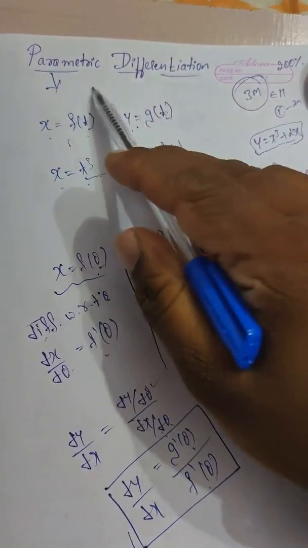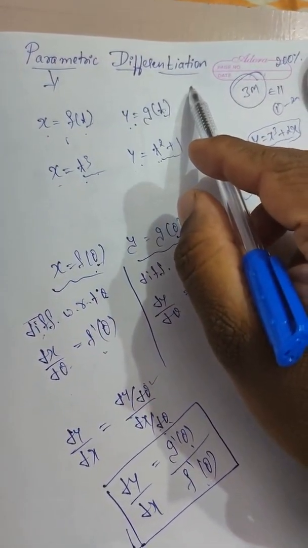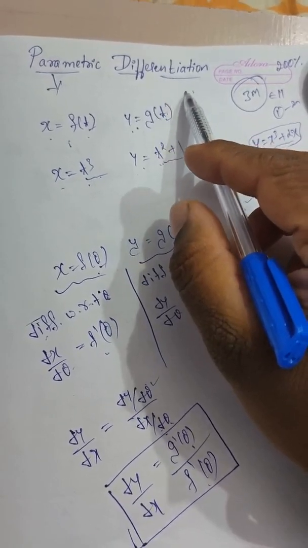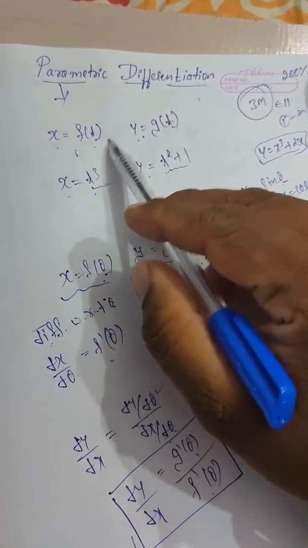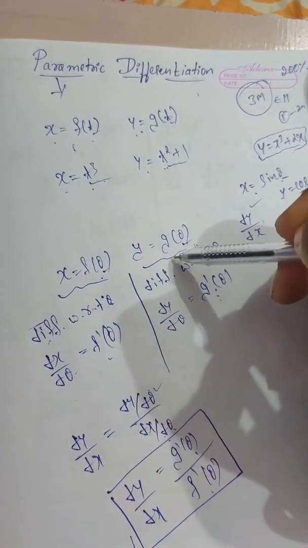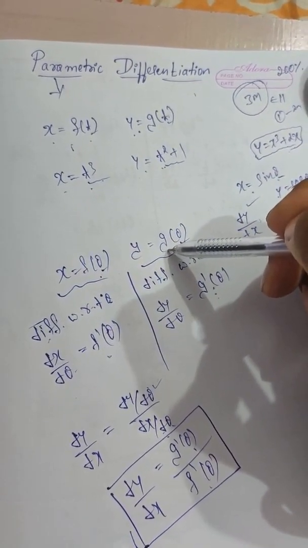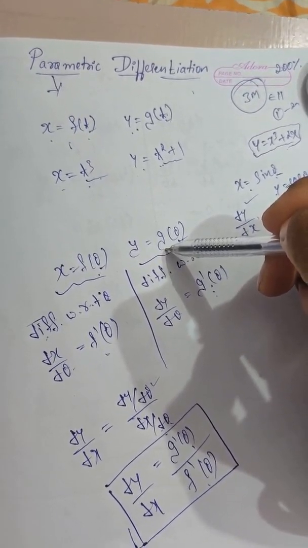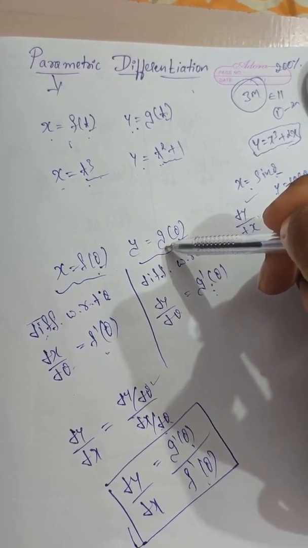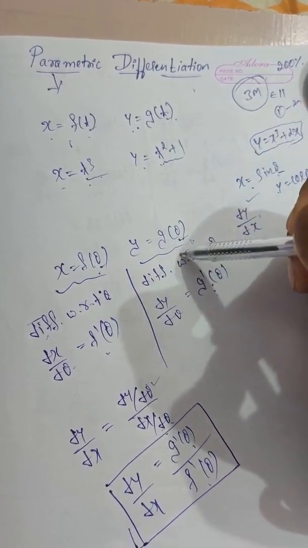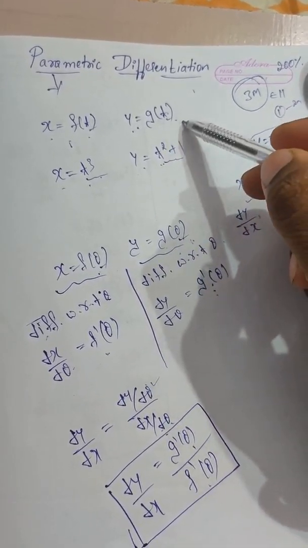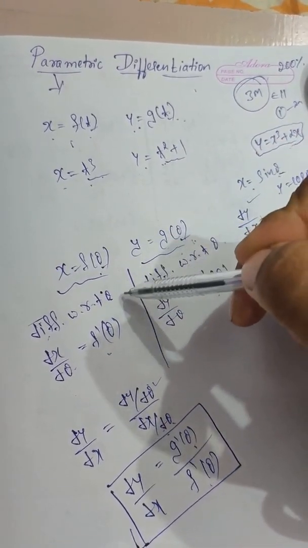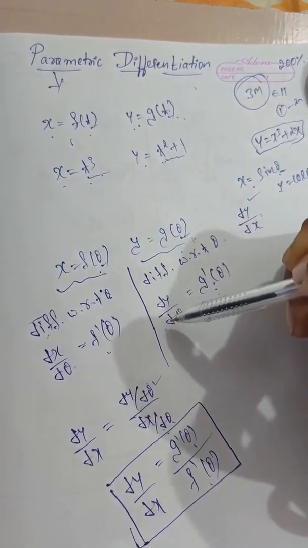Parametric differentiation is a differentiation where the given problem is in another parameter. It may be in the form of t or theta, or it may be in the form of another letter also, but for you in second year PUC it is only in the form of t or theta. If they are given in the form of t, you differentiate with respect to t separately. If they are given in the form of theta, you differentiate with respect to theta separately.